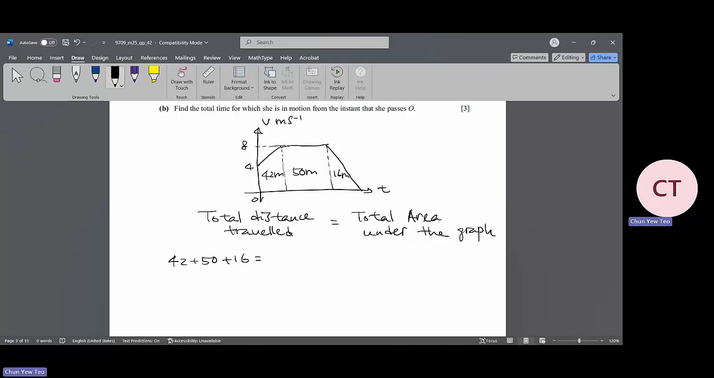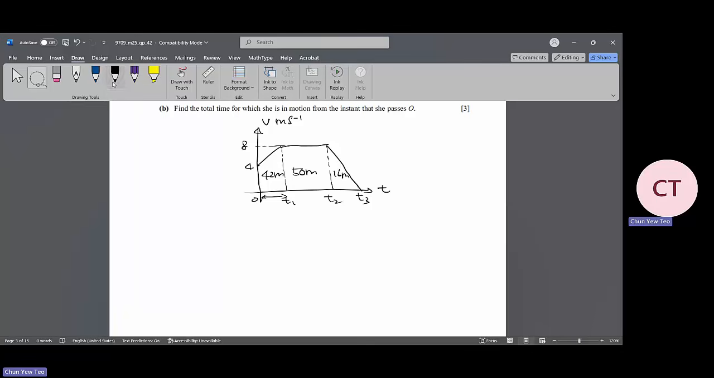What is the first stage graph? The first stage graph is a trapezium, so it's a half multiplied by, I call these D1, D2, and D3. Okay, I think we do stage by stage. My apologies. It's easier to get the D1, D2, and D3. If we do it all together, that will be more troublesome. So we do stage by stage. Stage 1.